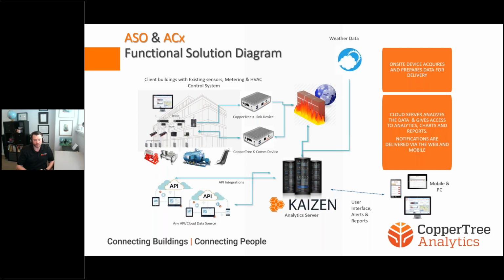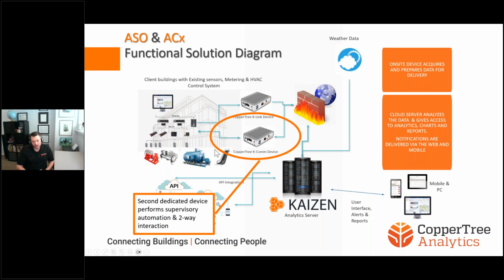We'll explain a little bit more about that in a moment. This second device we call KCOM. The first device is called K-Link. So the KCOM is there to facilitate the return of information from our cloud platform and then the interaction with the BAS that way.